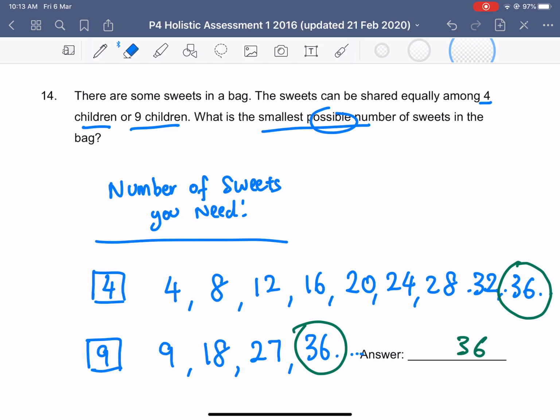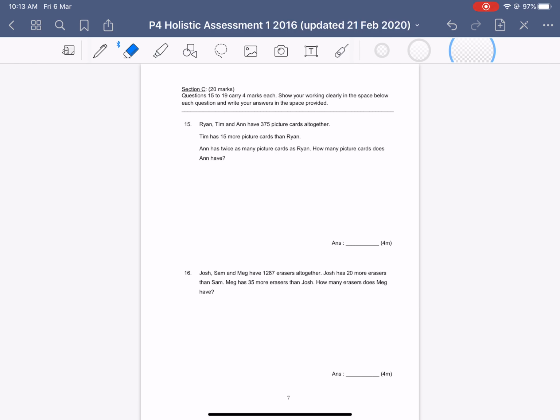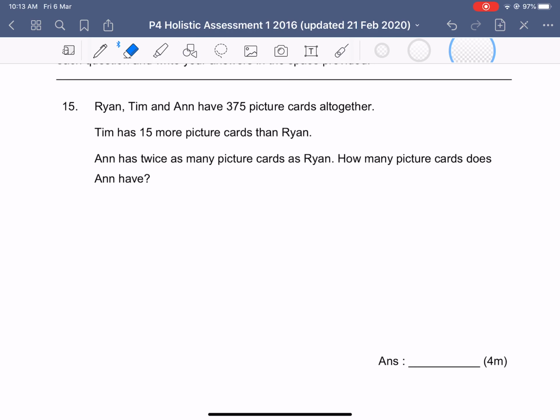Okay, now we're going to move on to the word problems, which is on question 15 onwards. It's about 5 questions. Let's start with question number 15, shall we? This is a story about 3 people, Ryan, Tim, and Anne. Altogether, they have 375 picture cards. Now, Tim has 15 more picture cards than Ryan.